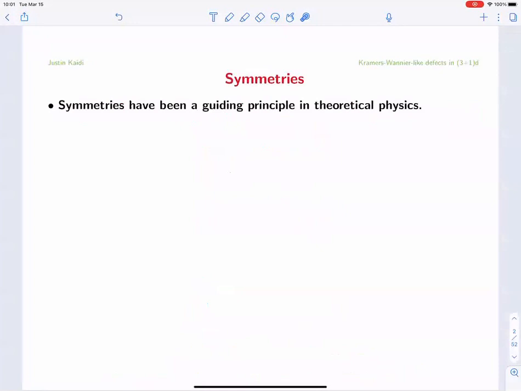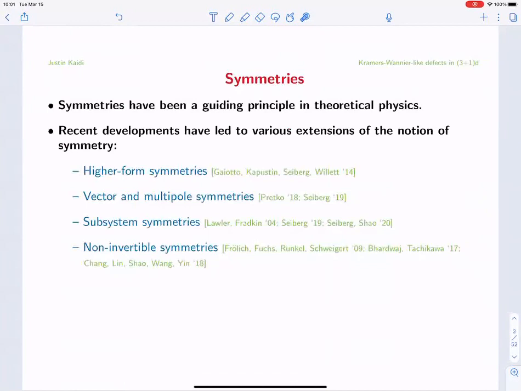So the basic topic of today's talk is going to be symmetry. And I think that it goes without saying that symmetries have been a guiding principle in theoretical physics for at least the last century. But really just within the last decade, we've had various new extensions of the notion of symmetry that have been shown to be very powerful and useful. So this includes, but is not limited to, higher form symmetries. These by now, I think, are fairly standard, fairly familiar to everybody. They're about 8 years old.